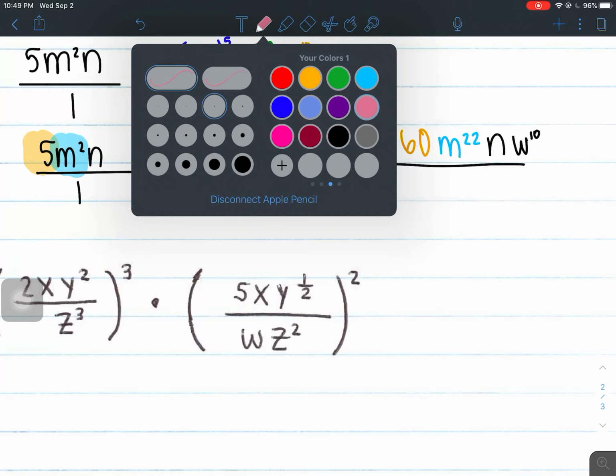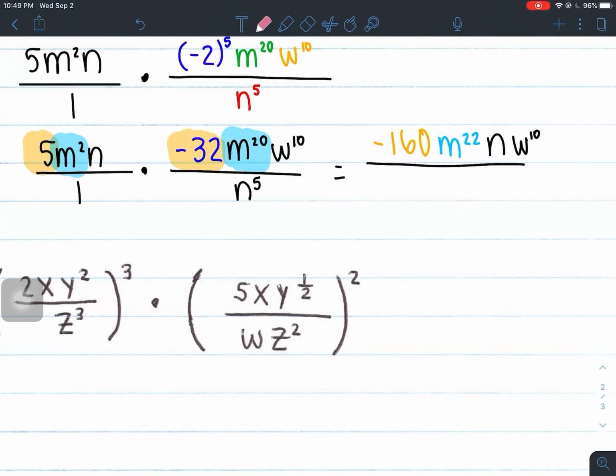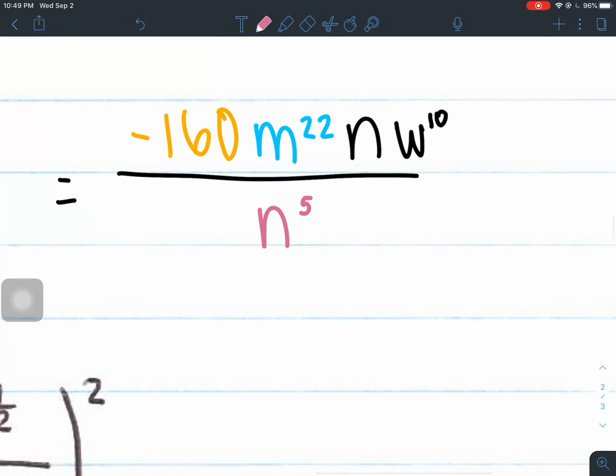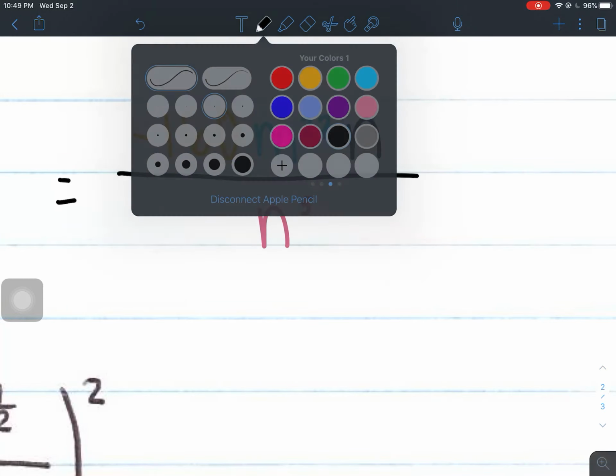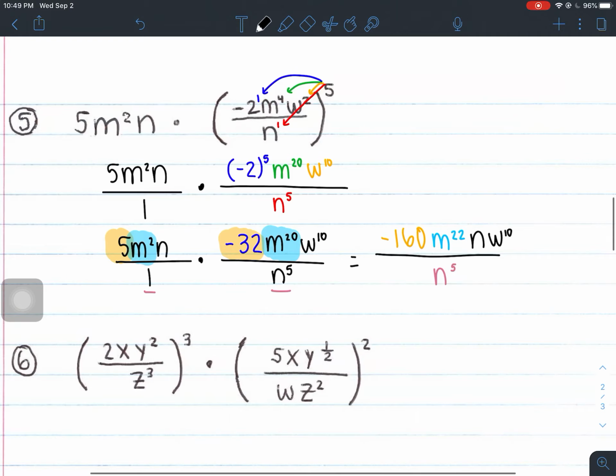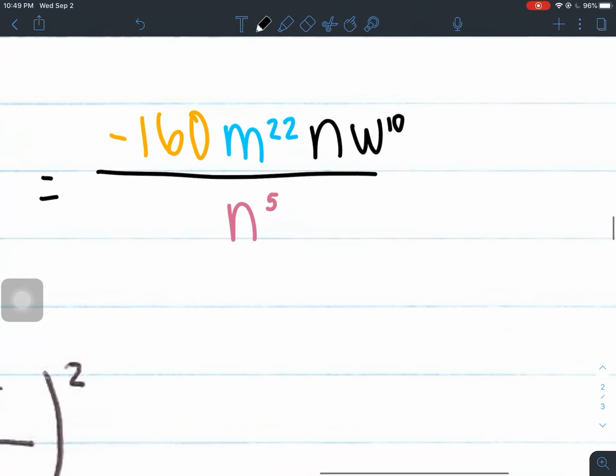And then we're going to move down to the bottom, right? Well, it's just 1 times n to the 5th, which is just n to the 5th. We're multiplying across. So this is what I have so far. Now, am I finished with this problem? Why don't you take a look at this? I'm going to fix this w real quick. W to the 10th, right? Okay, am I finished with this problem?